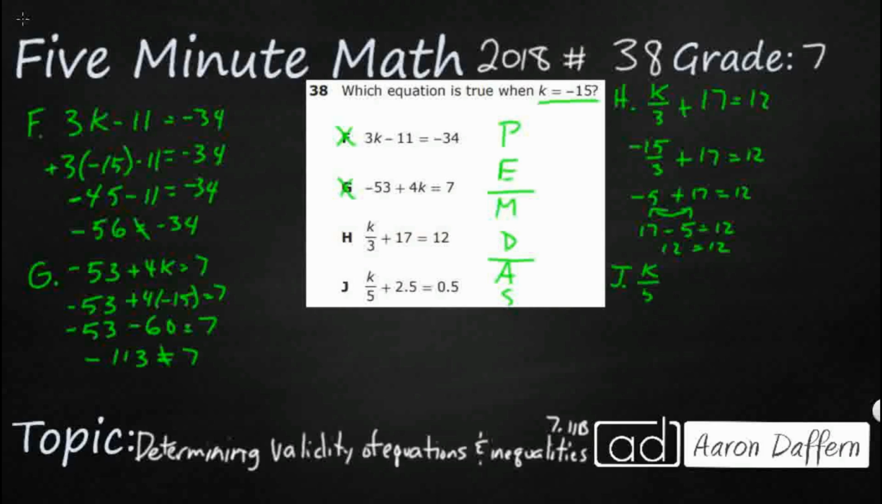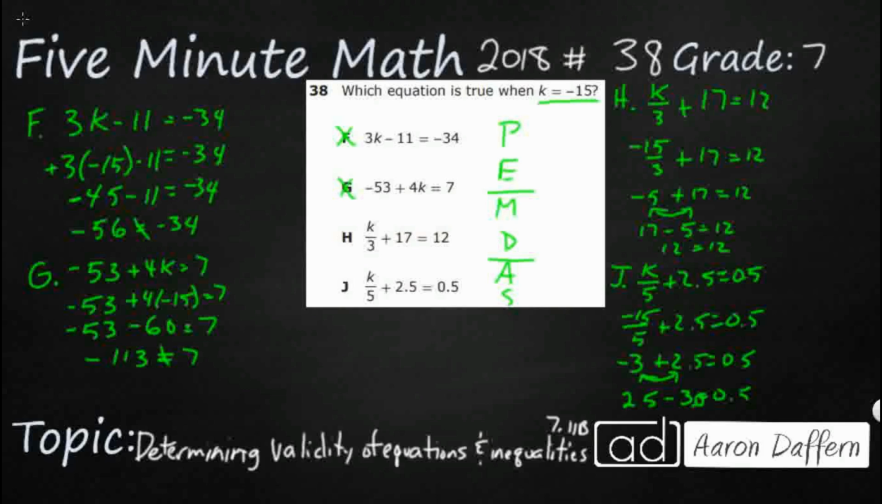It's another division: k over 5 plus 2.5, some decimals here, equals half, or 0.5. So we're going to put negative 15 over 5 plus 2.5 equals 0.5. So that's going to be negative 15 divided by 5. That's going to be negative 3 plus 2.5 equals 0.5. I always like to just flip those. 2.5 minus 3 equals 0.5. I'm going to make this 3.0 so we can see that a little bit better.